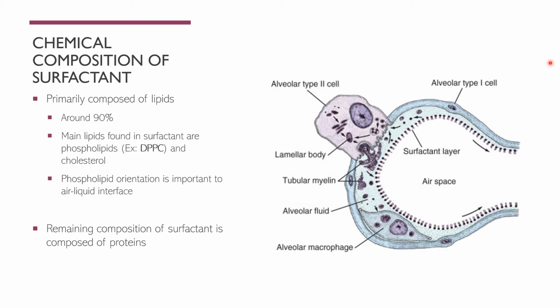Surfactant has 4 main proteins that are specific to surfactant. These are known as SPA, SPB and C, and SPD. SPA seems to regulate secretion and exocytosis of surfactant from the type 2 cells and the reuptake of surfactant for recycling and reuse. SPB and C are hydrophobic proteins that improve the adsorption and spreading of phospholipids throughout the air-liquid interface in the alveoli. SPD is up for debate. It is a surfactant-specific protein, and it's relative to SPA, but they don't really know what its function is.